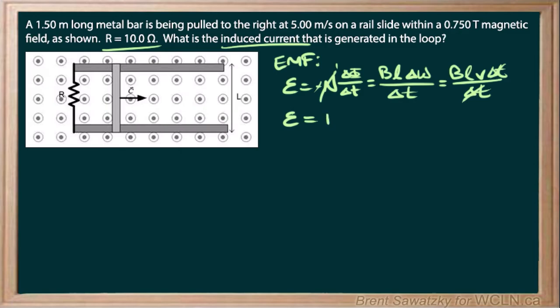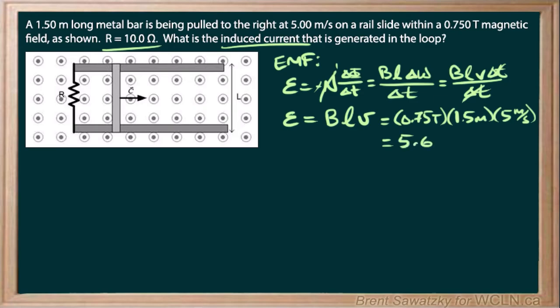So we could just go to that equation, which is the exact same thing, and start plugging in numbers here if we wish. And so we have 0.75 Tesla and 1.5 meters and 5 meters per second. Just using the numbers, we'll make sure we consider the sig figs in that last step. And we multiply these out and we come up with 5.625 volts. All right, so we have a voltage.